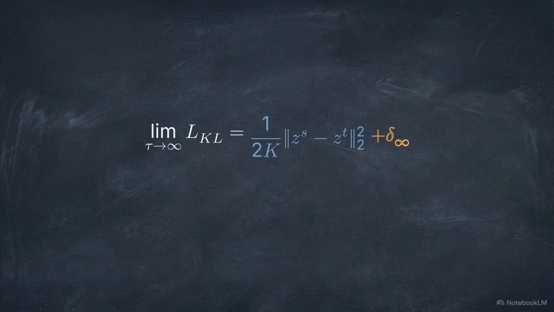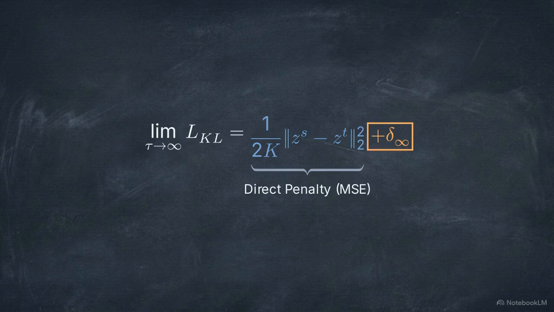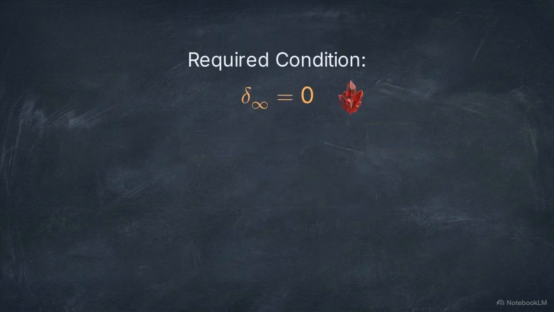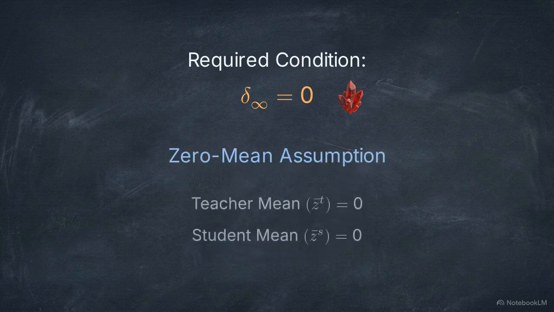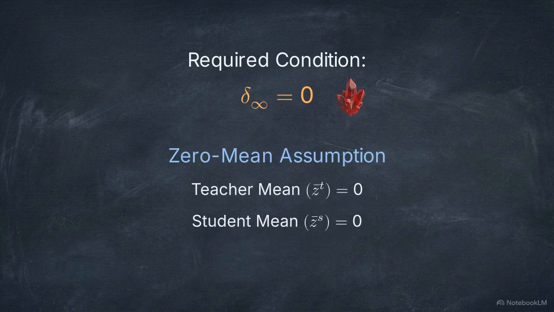To calculate the formal limit of the KL divergence gradient as tau approaches infinity, the equation expands into two parts. The first half calculates the mean squared error between the logits, but the expansion reveals a critical flaw, a hidden secondary regularization term, delta infinity. For perfect logit matching to occur, this delta infinity term must equal exactly 0. Mathematically, that only happens if the mean of the logits for both the teacher and the student is exactly 0.